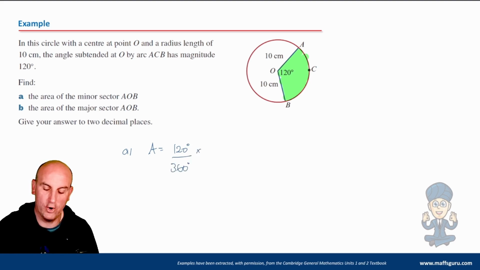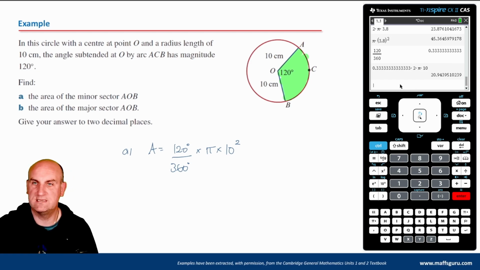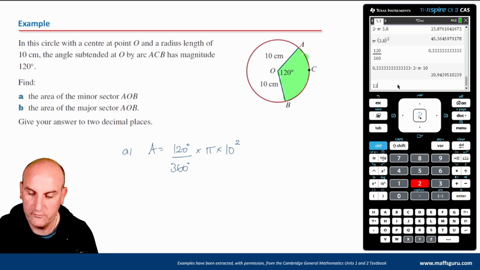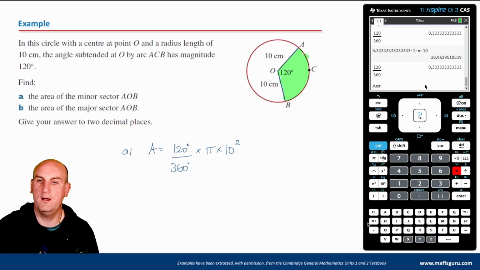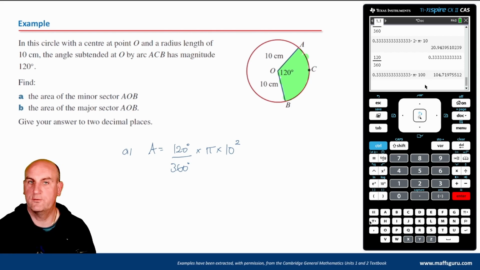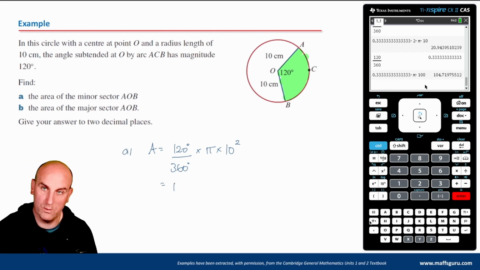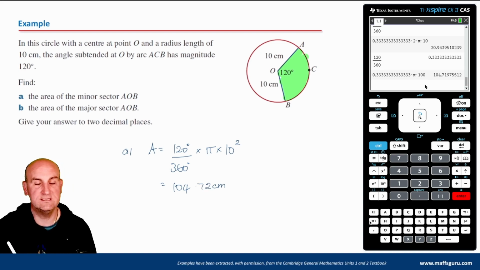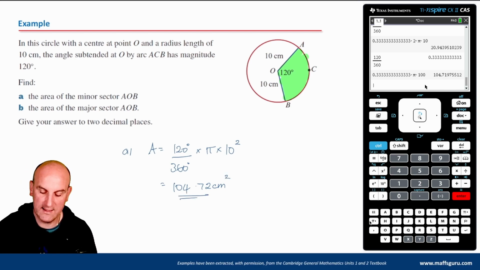So there's that fraction of pi times my radius squared, which is 10 squared. Let's put up my calculator. Let's see what we come up with, shall we? We've got 120 divided by 360. I'm going to times that by pi. And I'm going to times that by 100, which is 10 squared. And lo and behold, what I get? 104.72 centimeters. What's my accuracy? 2 decimal places. And because it's area, it has to be squared.